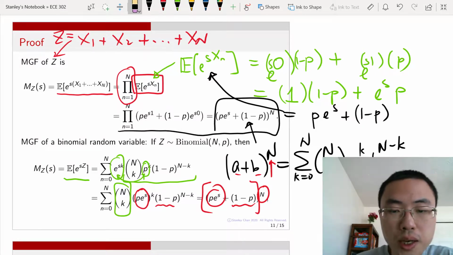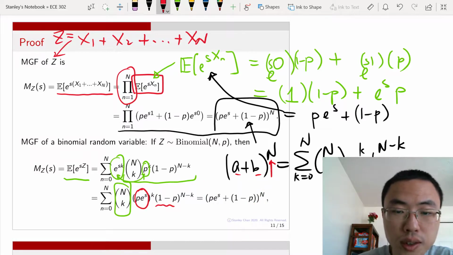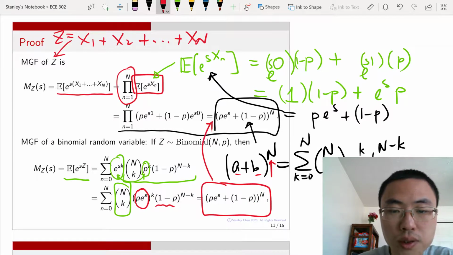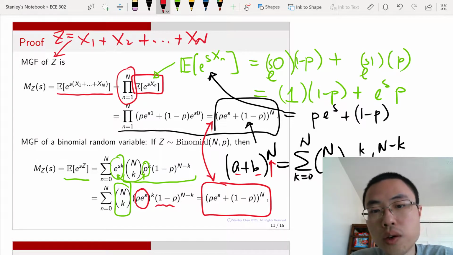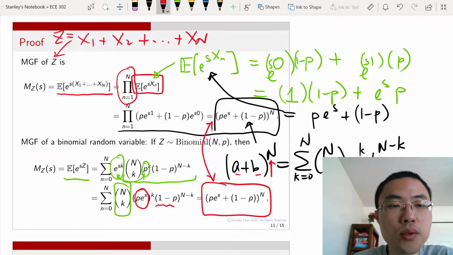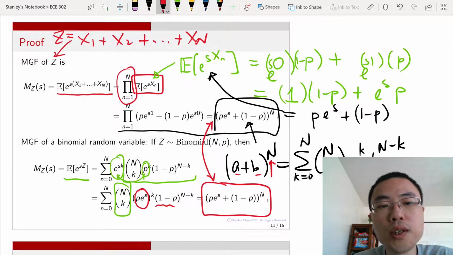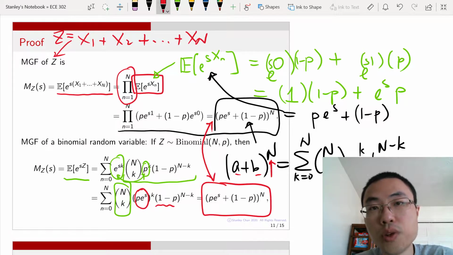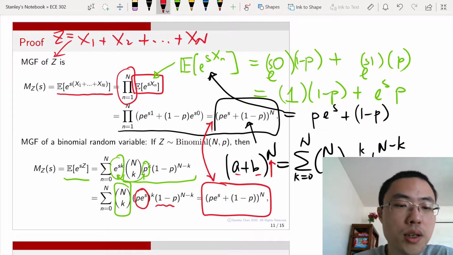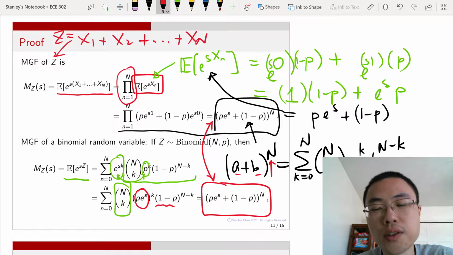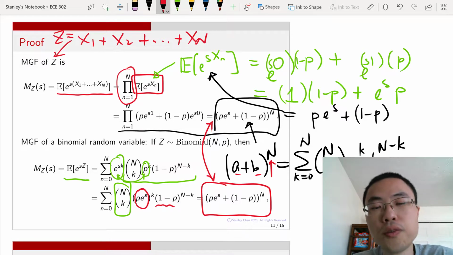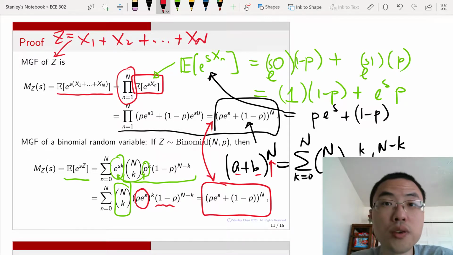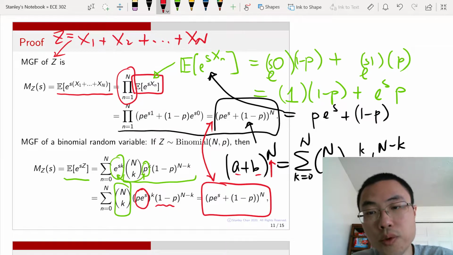So can we compare these two expressions, this expression here and that expression here? We find that these two are identical. So what can we conclude? On the one hand, we show that the sum of all these individual Bernoulli random variables has this moment generating function. On the other hand, we show that a binomial will have this moment generating function, and they're the same, and therefore the sum of these Bernoulli random variables is indeed a binomial random variable, and therefore we have proved what we want to prove.